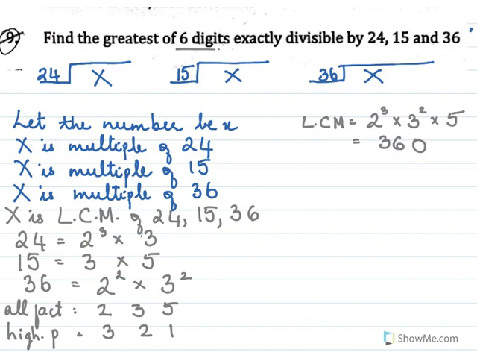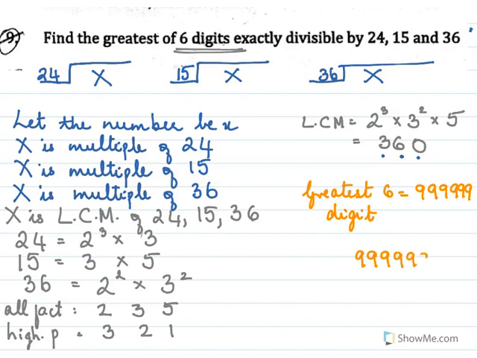But remember, we wanted a 6-digit number. 360 is divisible by 24, by 15, and by 36. But we want a 6-digit number. 360 is not 6-digit. 360 is only a 3-digit number. Now, how to get a 6-digit number? So for that, you have to take the greatest 6-digit number. So the greatest 6-digit number is 999999, and divide it by 360.